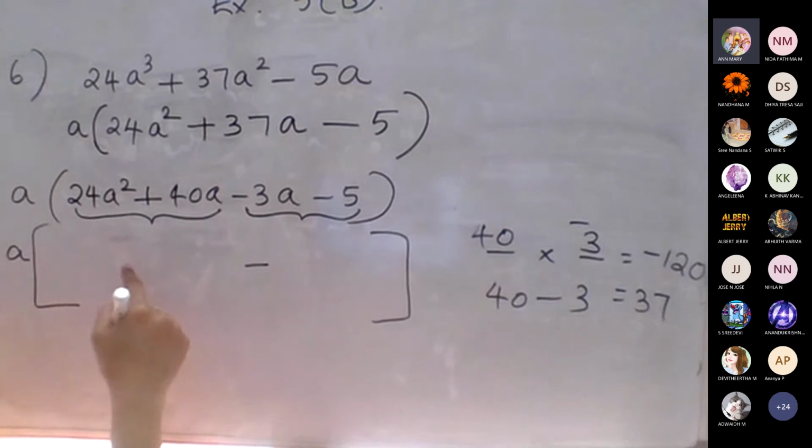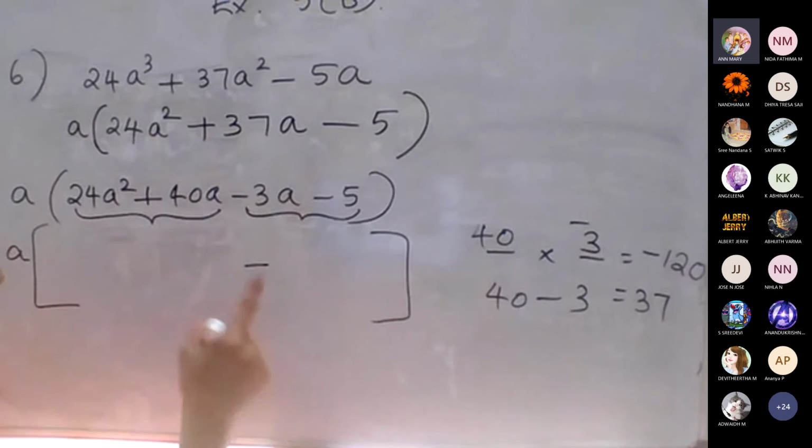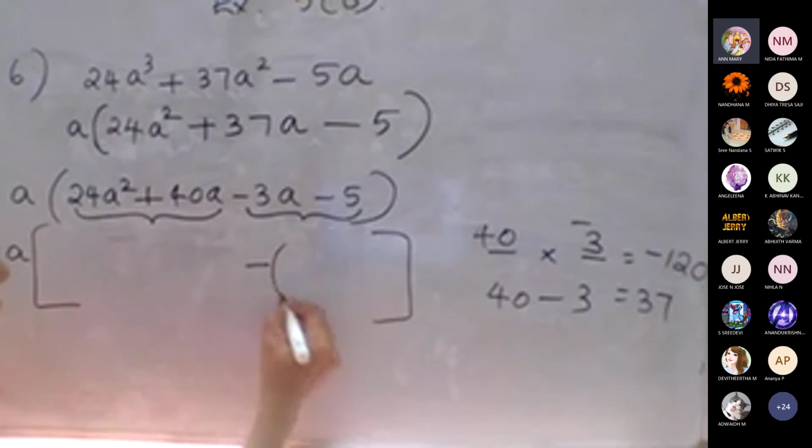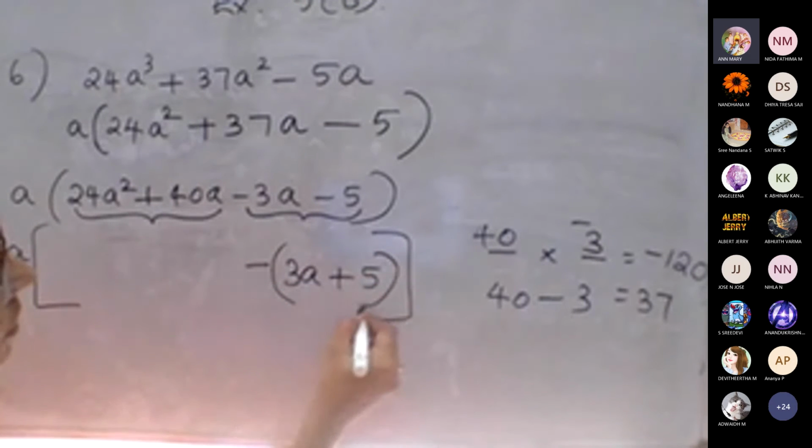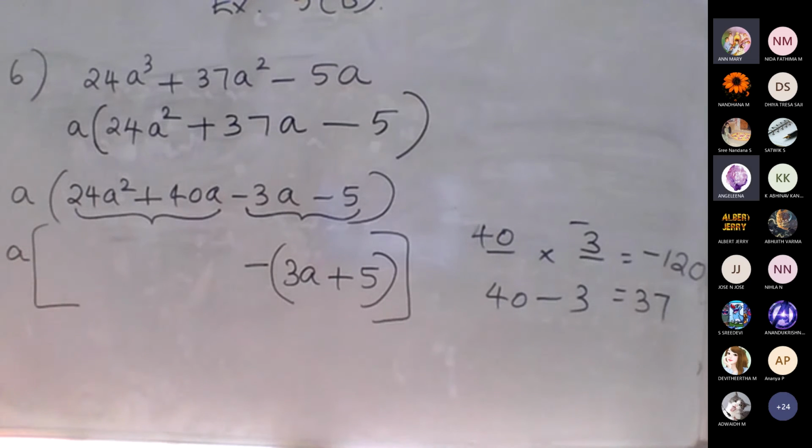Think of the smaller number. If we take a negative common, only a negative we can take. So remaining, what can we write? 3A plus 5. Yes or no? Yes, ma'am. Is it okay? Ma'am, once you explain this step.